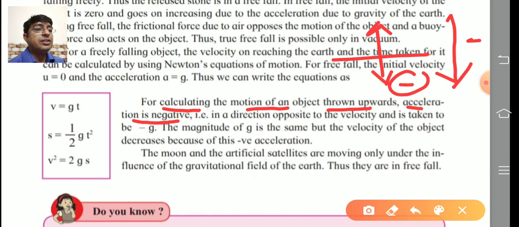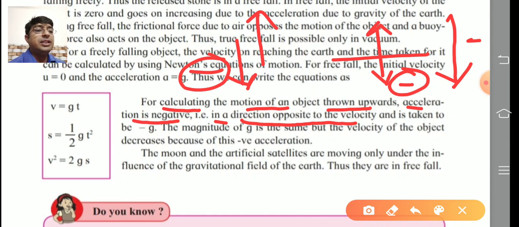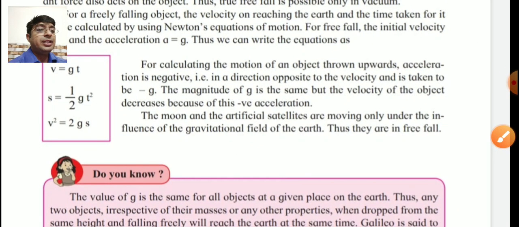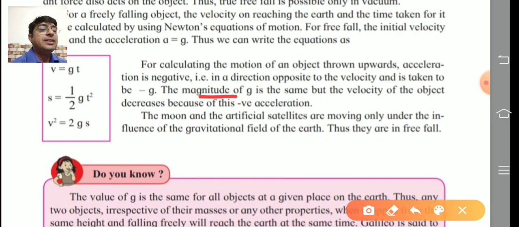The downward direction is considered negative on the y axis, that is, in the direction opposite to the velocity. The object is moving upward, but acceleration due to gravity is downward, that's why we consider it a negative sign, and it is taken to be minus g. Are you all getting this?